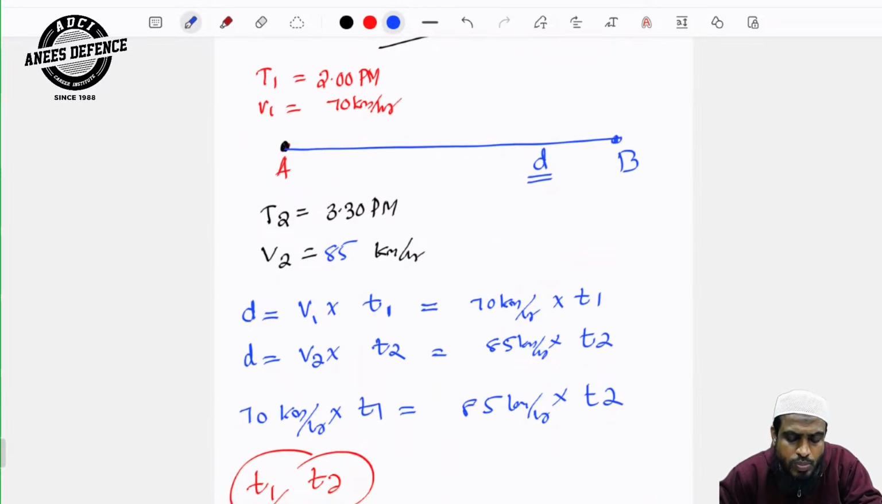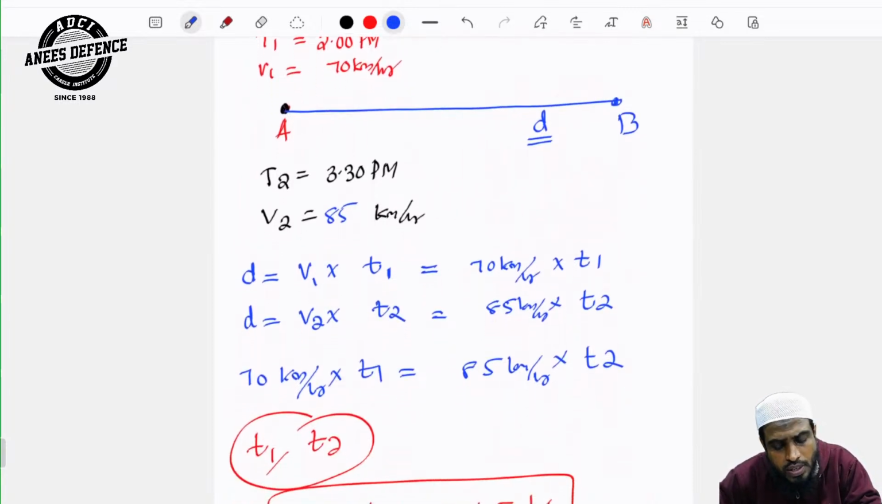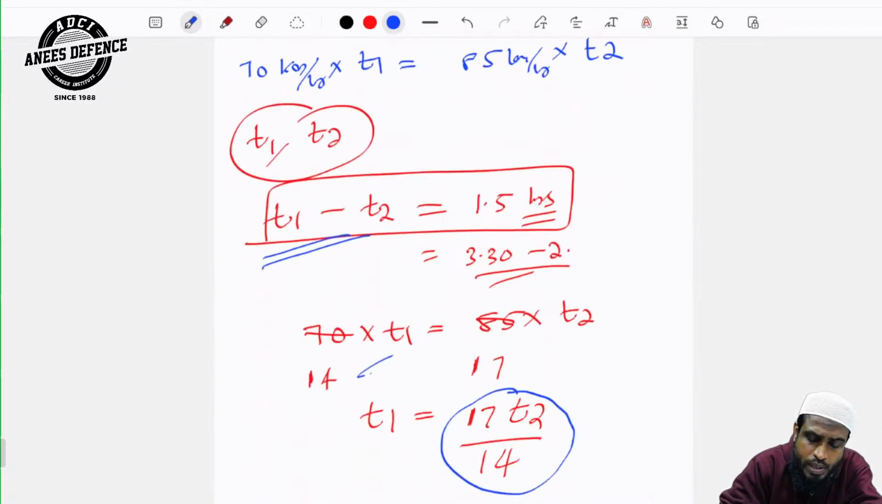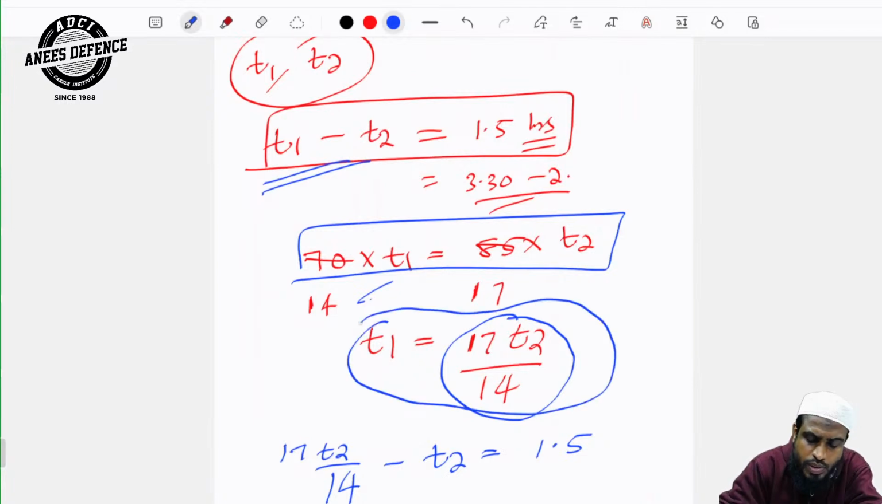So the first distance is equal to the velocity of the first train into the time taken by the first train. The second distance, which is the same distance, traveled by the second train, is the velocity of the second train, V2, into the time taken, T2. Since both distances are equal, you have to equate both. So 70 into T1 equal to 85 into T2. That means finally you are getting a relation between T1 and T2. So T1 equal to 17 T2 by 14.